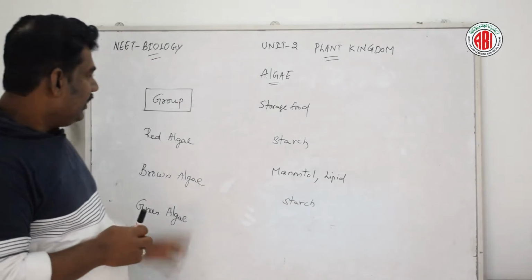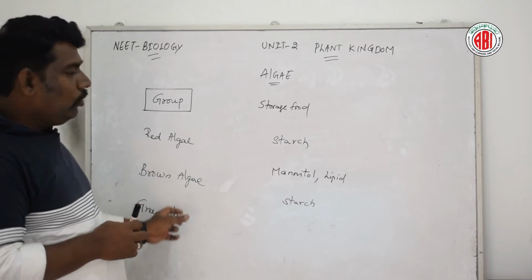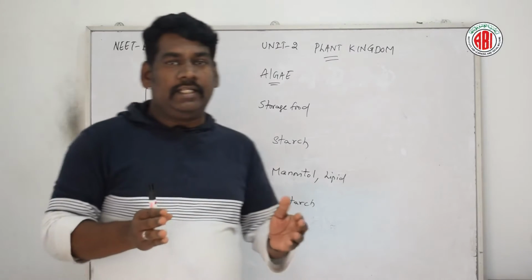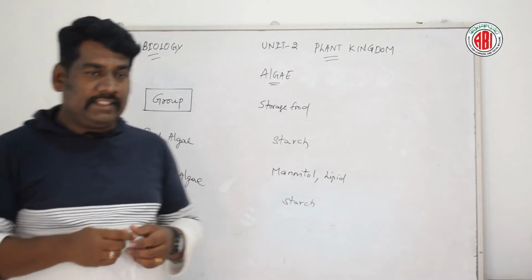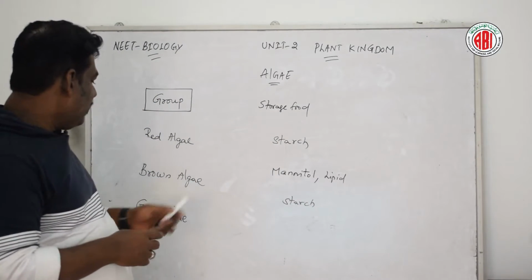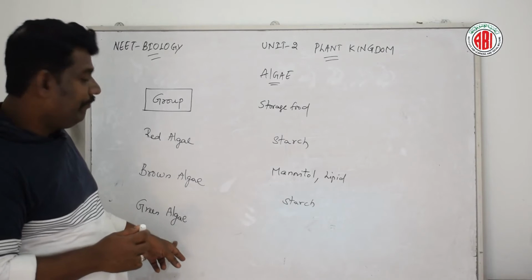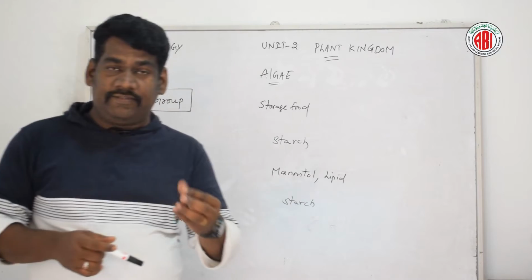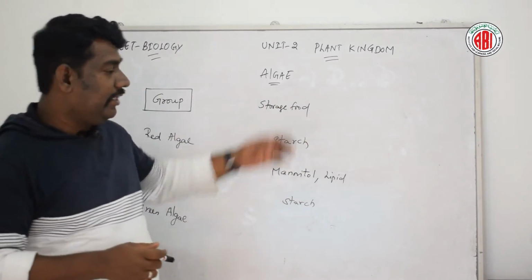So these are the different groups under the category of algae, belonging to three different categories: red algae, brown algae and green algae, that is, rhodophyta, phaeophyta and chlorophyta. These are the three categories of the algae group.